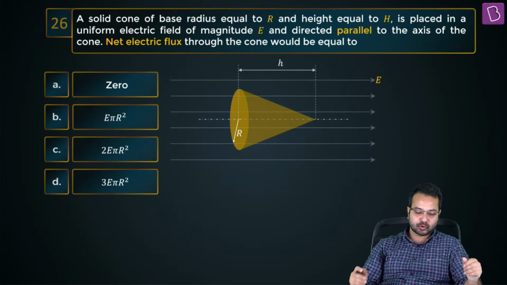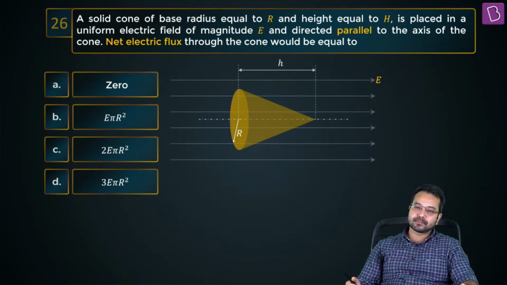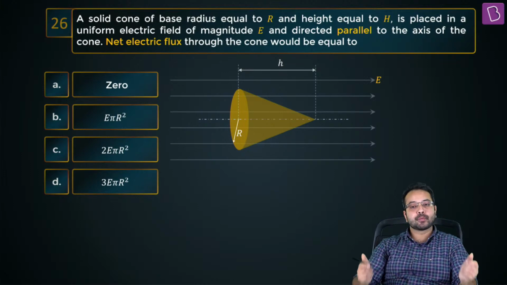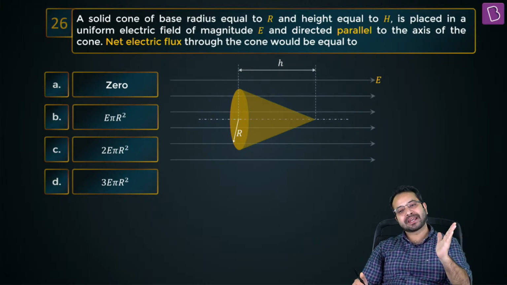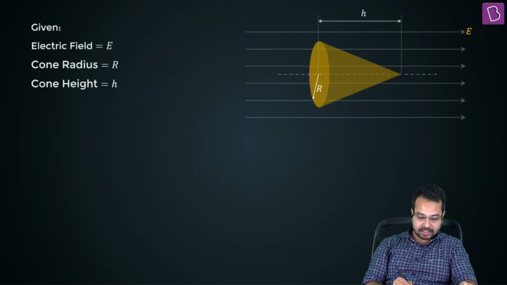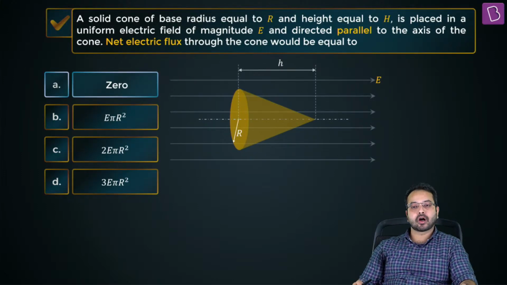Such a verbose question, but the answer is very simple. What is the concept here? That for a uniform electric field, the flux through a closed surface is going to be 0, because the flux coming in will be the same as flux going out. So option A is going to be the correct option.